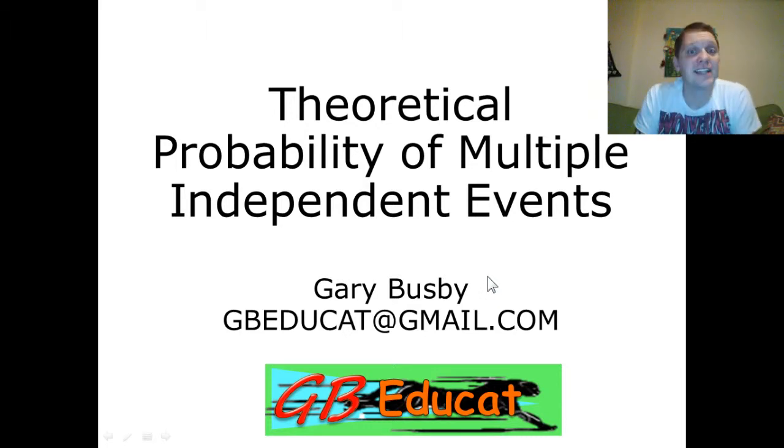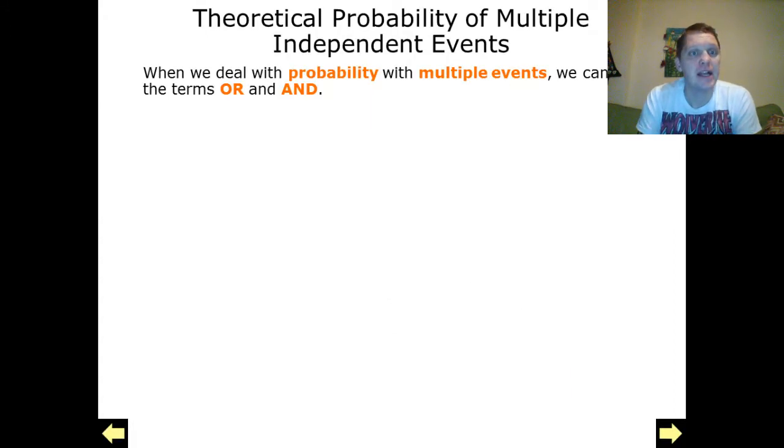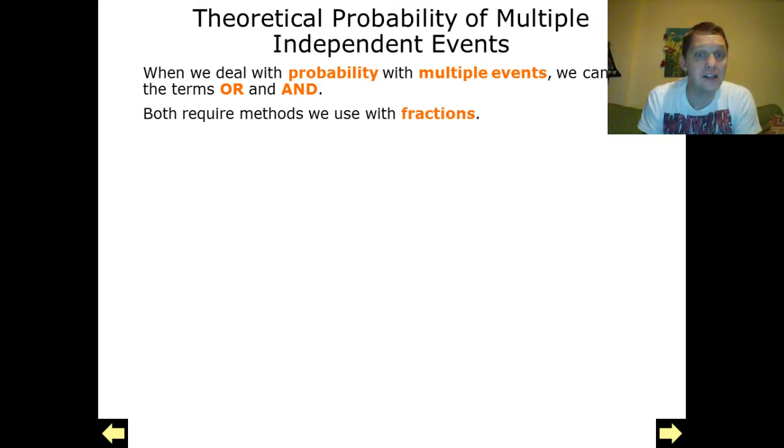Hi and welcome to today's session on theoretical probability of multiple independent events. Now, when we are dealing with multiple events and we have to calculate the probability for these, we are dealing with the terms "or" and "and". So probability of this or this happening, the probability of this and this happening. So we can use fractions for both of these methods quite easily.